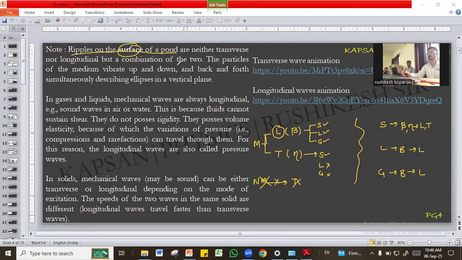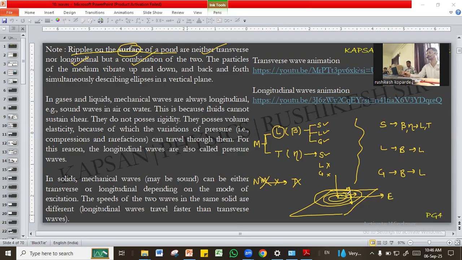They are talking about liquid which is on the surface. They are neither transverse nor longitudinal, but they are a combination of the two. Means if this is the surface and if you drop a stone here, you will see ripples coming out like this. If you check any one position, the direction of propagation of energy is like this. Direction of oscillation is neither parallel nor perpendicular. It is a combination of the two.